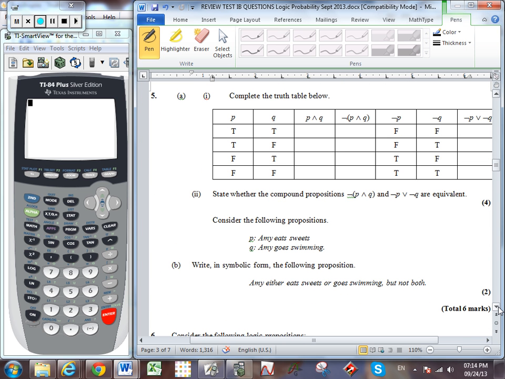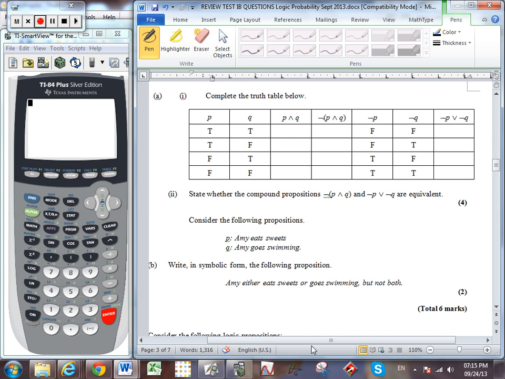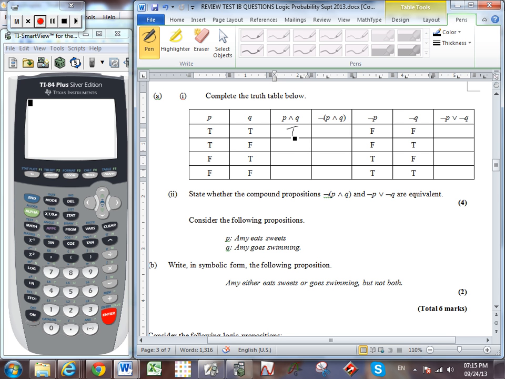Number 5. We need to complete this truth table. So we've got first P and Q. So that's, the AND is only going to be true if both are true. In every other case it's false because I have at least one false. Let's negate that: false, true, true, true. Alright, let's stick in together now not P or not Q. Oops, that one should be true, shouldn't it? With an OR, as long as I have at least one true.